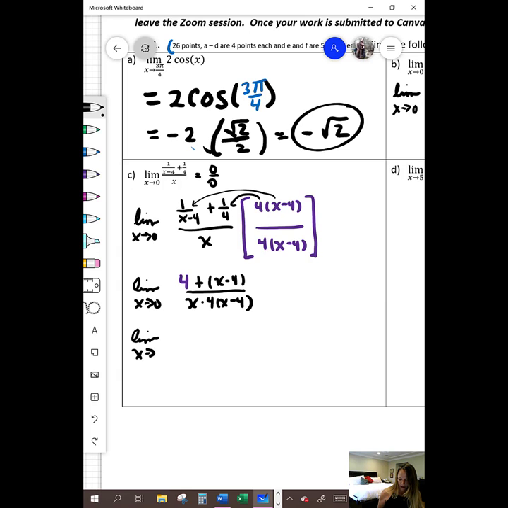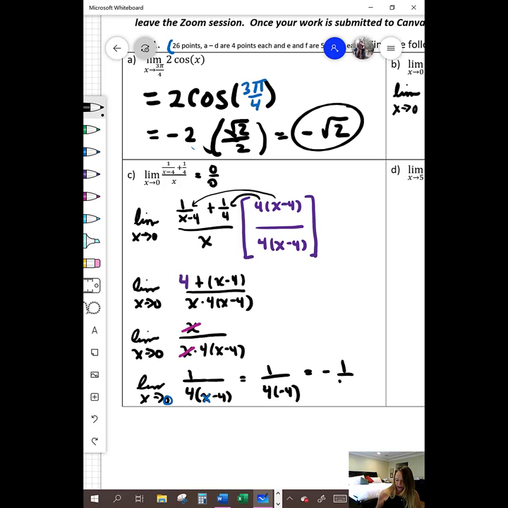Let's simplify by combining terms in our numerator. And so I have a 4 minus a 4 cancels. We have an x just left in the numerator, all over x times 4 times x minus 4. I notice my x's cancel, the one in the numerator and denominator. And so now when we look at the limit as x is approaching 0 of 1 over 4 times x minus 4, plugging in 0 wherever we see an x, we get 1 all over 4 times negative 4, which is equal to negative 1 over 16.